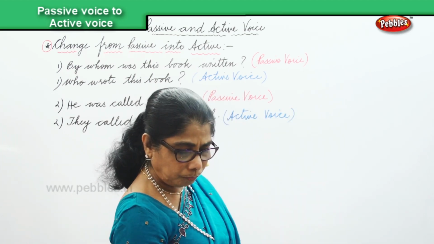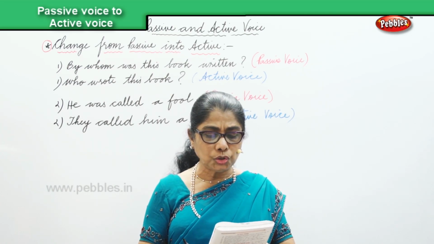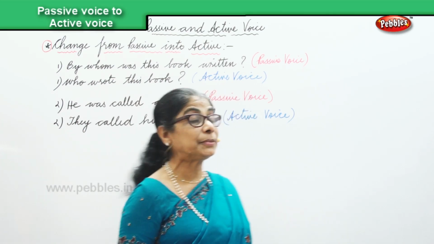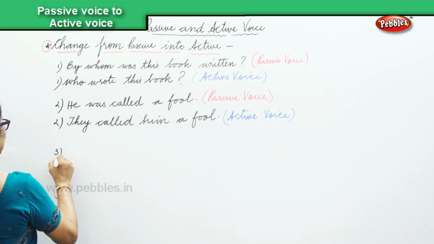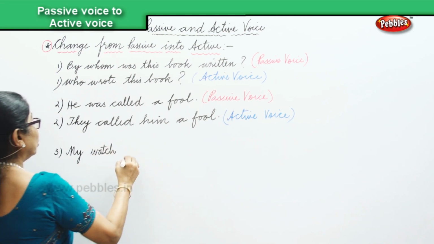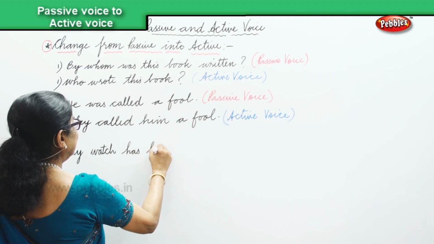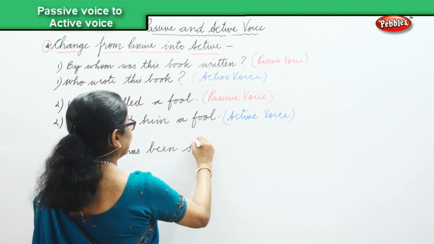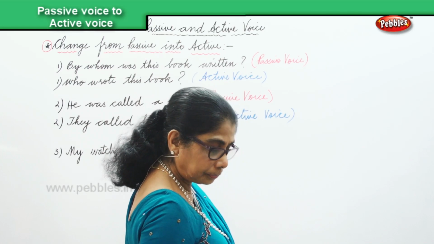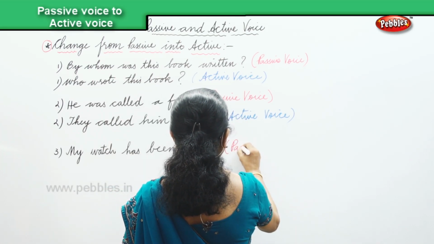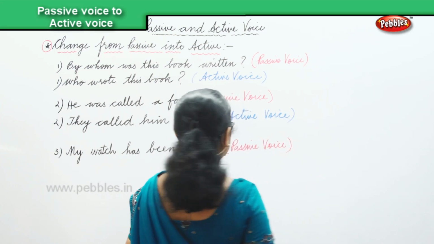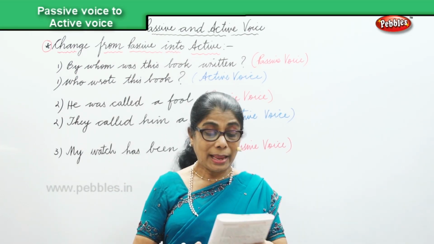Okay. Another sentence for you. My watch has been stolen. That's the passive voice. My watch has been stolen. That's the passive voice. My watch has been stolen, passive voice, and we're going to change it into active.